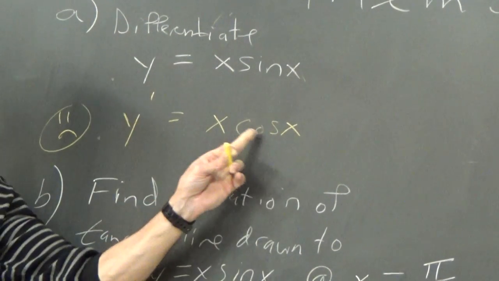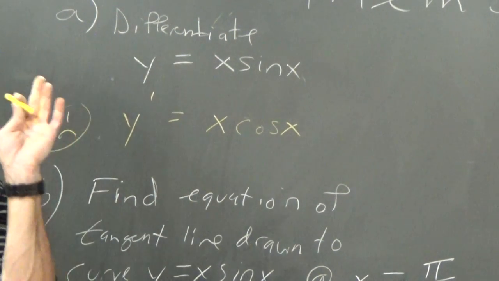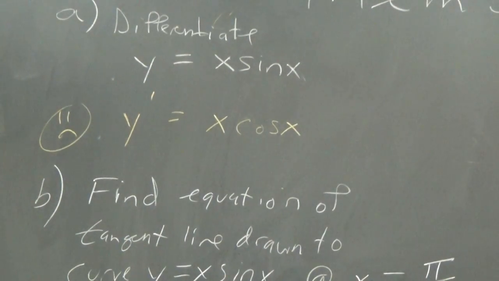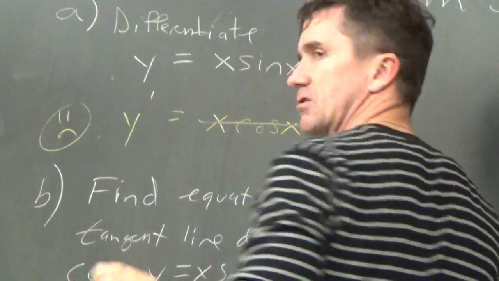That's a product of two different functions, just like x times e to the x we did earlier, or x squared times e to the x. I must use what rule? I have no option. I have to do the product rule.